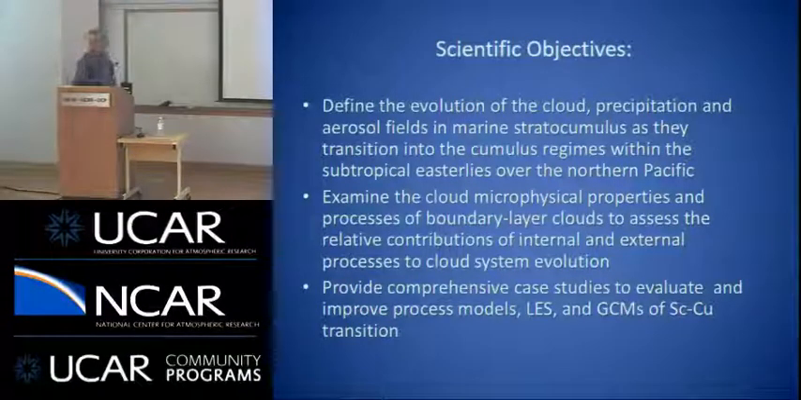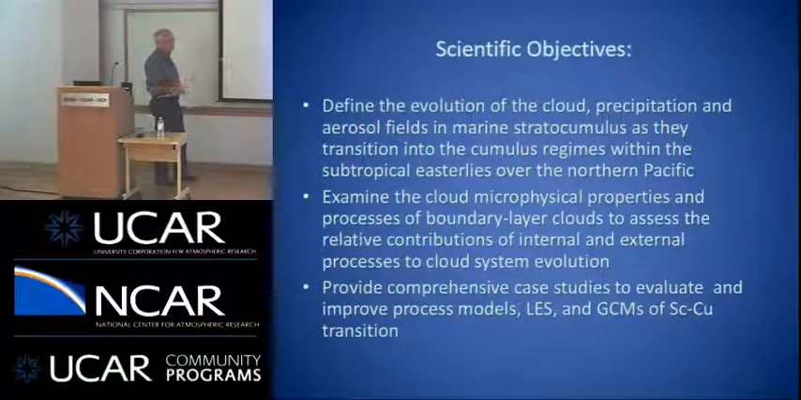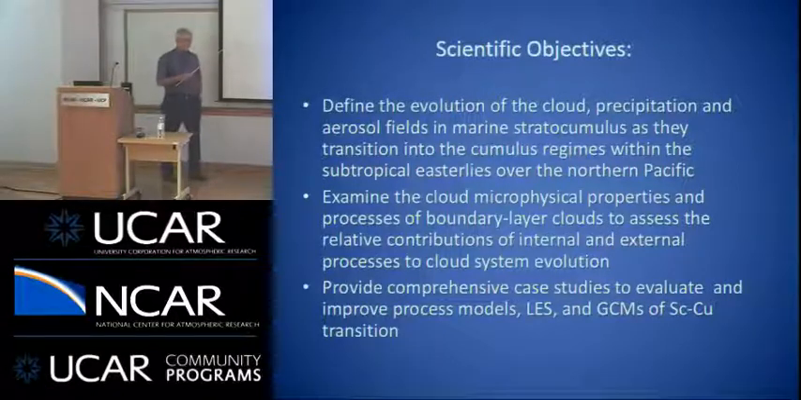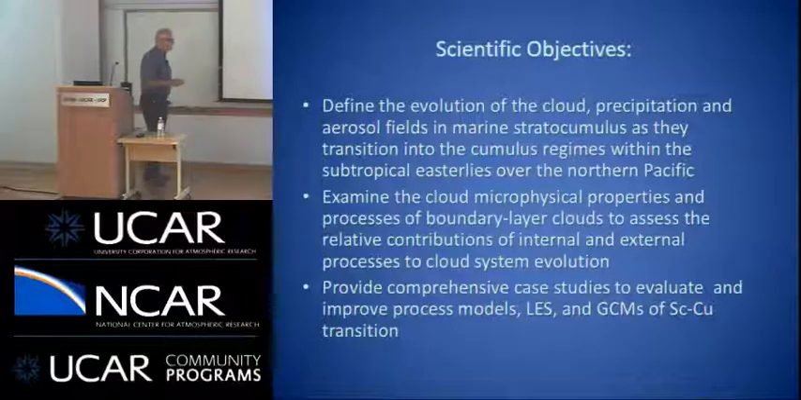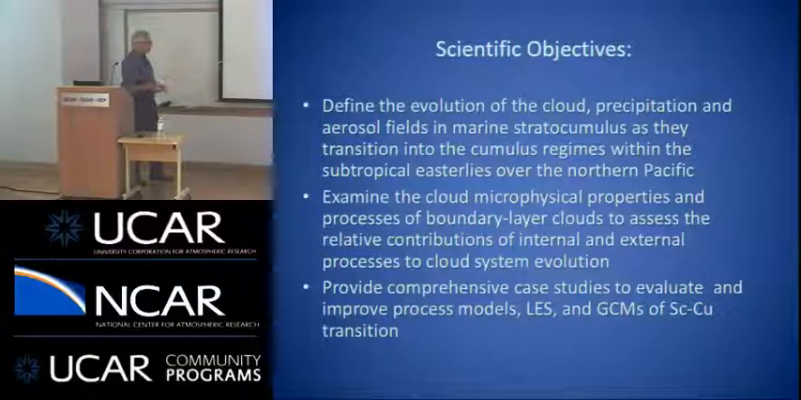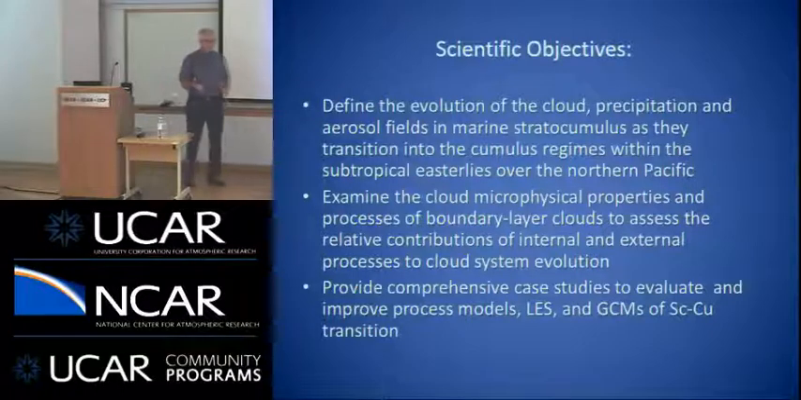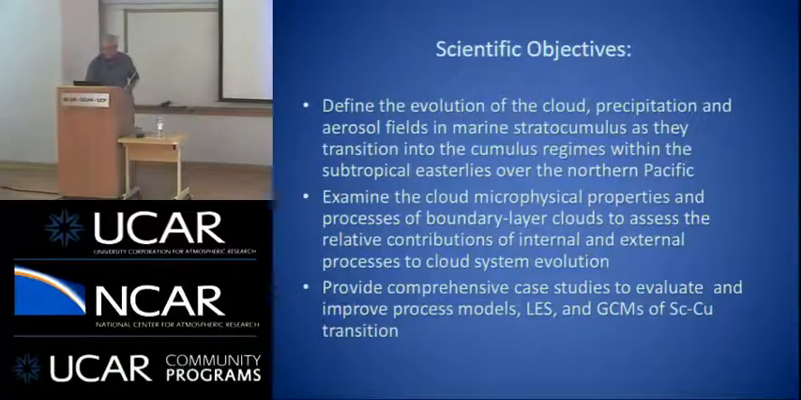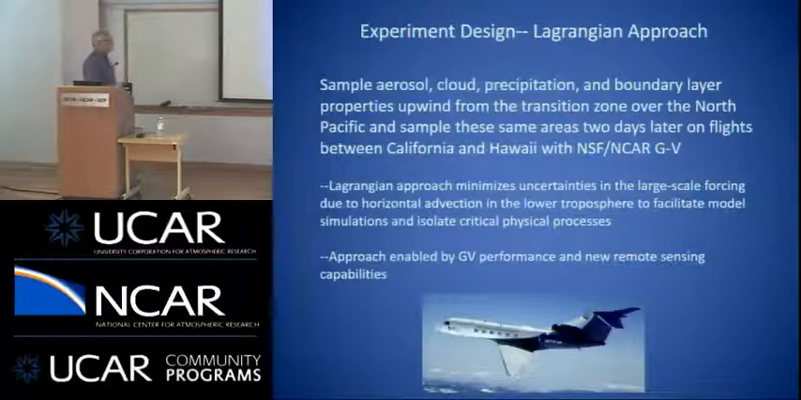So the scientific objective, again, as I said, is to look at the evolution. We're looking for cloud, precipitation, and aerosol fields as they transition. We were going to examine the cloud microphysical properties of the boundary layer clouds to determine how the internal and external processes work within these cloud systems. Those processes are important. In the end, we hope to provide some comprehensive studies to evaluate and improve process models, LES, and GCMs for looking at the stratocumulus to cumulus transition. I think these are reasonable objectives and a goal that I think we've made some progress towards.